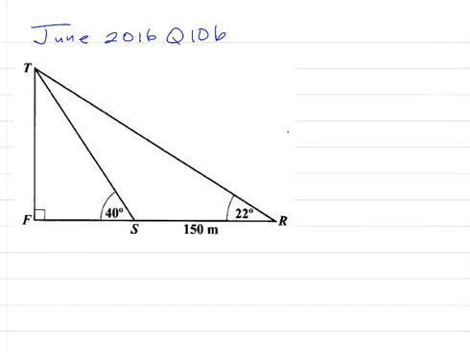Alright, June 2016, question 10b. It says, the diagram below, not drawn to scale, shows two ships, R and S, at anchor on a lake of calm waters. FT is a vertical tower, FSR is a straight line, RS is equal to 150 meters. The angle of elevation of the top of the tower from R and S are 22 and 40 degrees respectively. F is the foot of the tower.